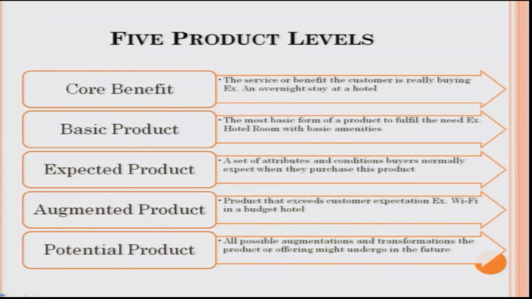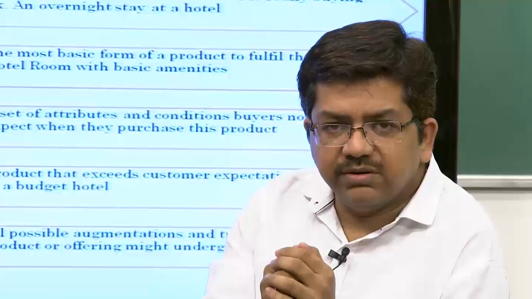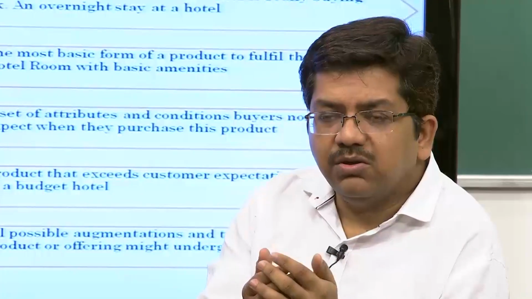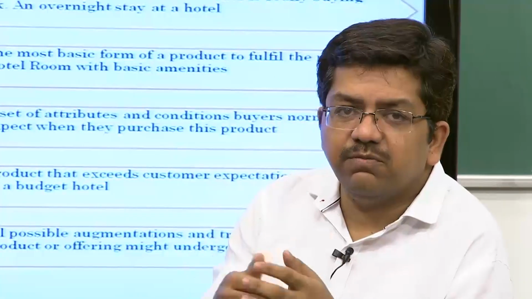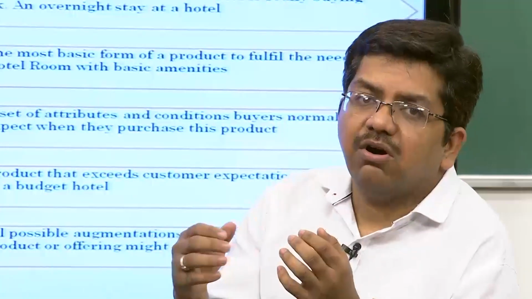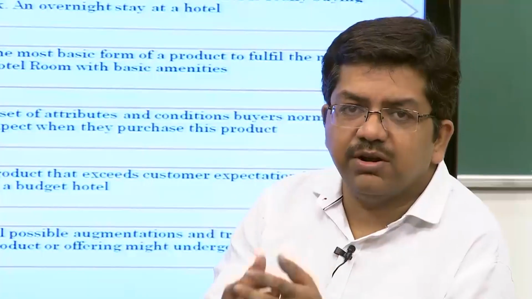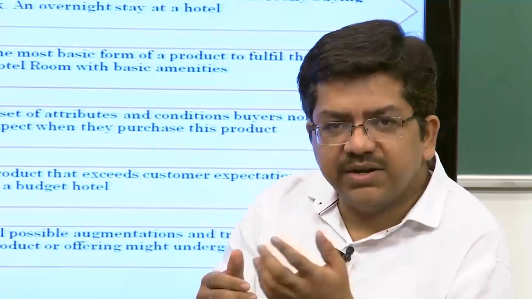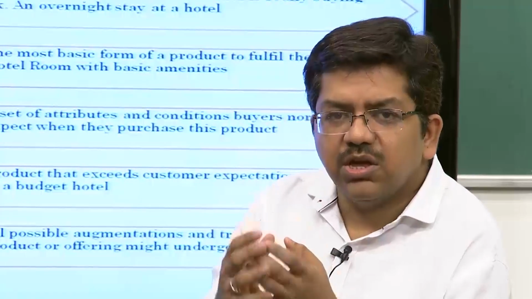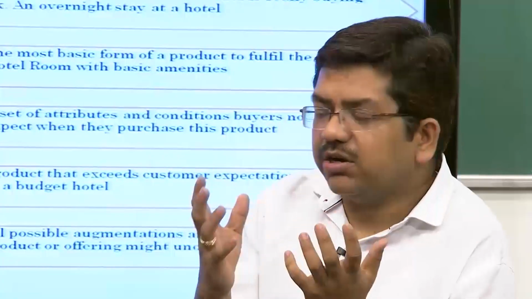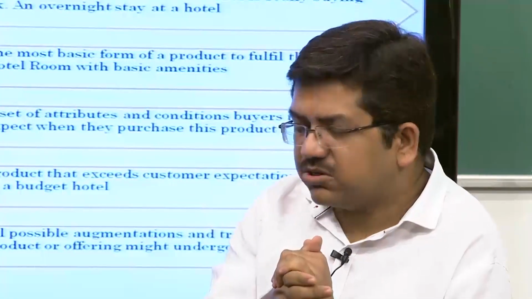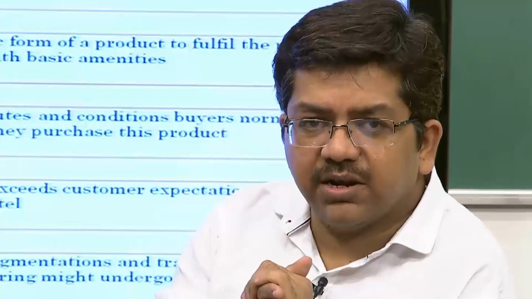Then you have the expected product, a set of attributes and conditions buyers normally expect when they purchase the product. When you take a hotel room, you expect certain things within the room from your past experience, or from what you have learned from the internet or other sources. You have a certain idea about what a hotel room will consist of. That forms your expected product level.